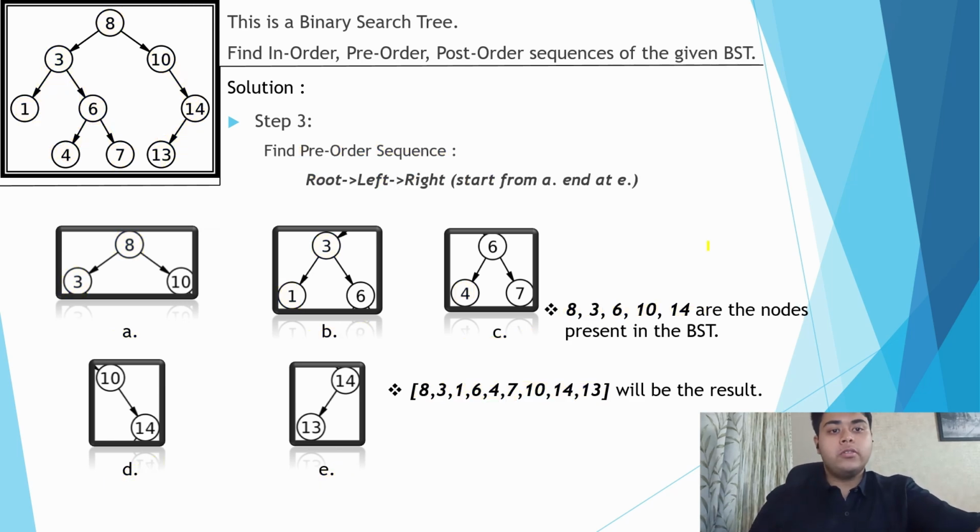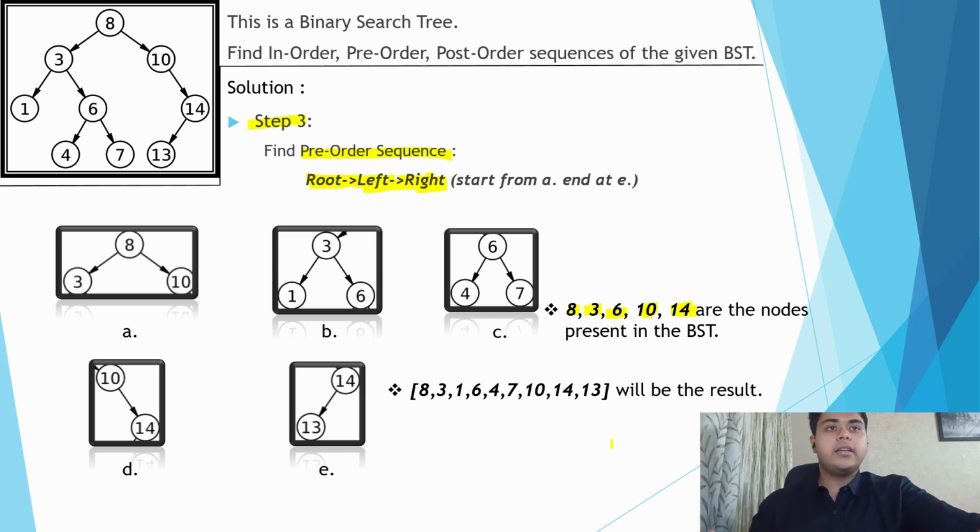Now we will follow step 3. In step 3, we will find the pre-order sequence, in the same way we did the in-order sequence. First, what did we learn in the pre-order sequence? It will follow traversal from root to left, then right. And from step 1 we got 8, 3, 6, 10 and 14 as the nodes. And always we will start from the top, which is 8.